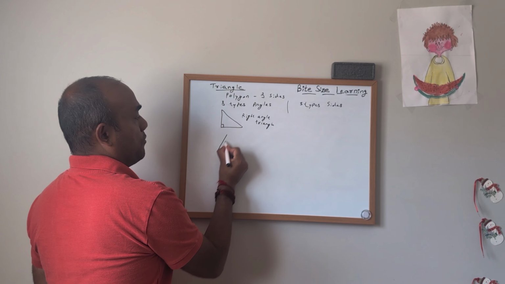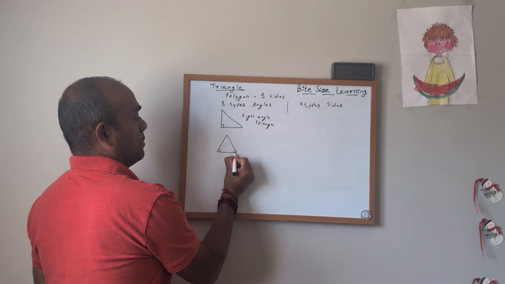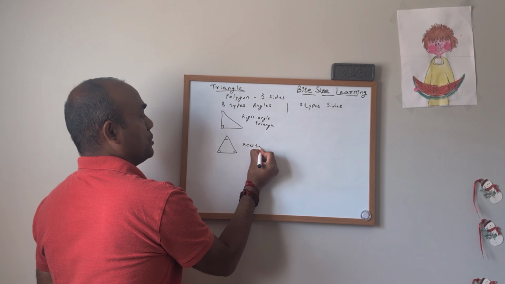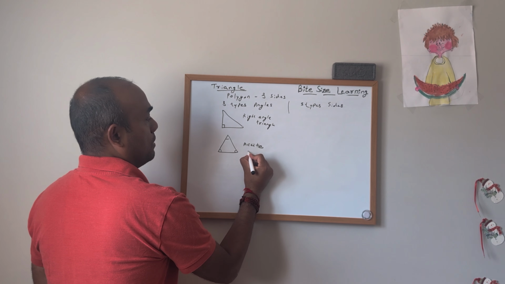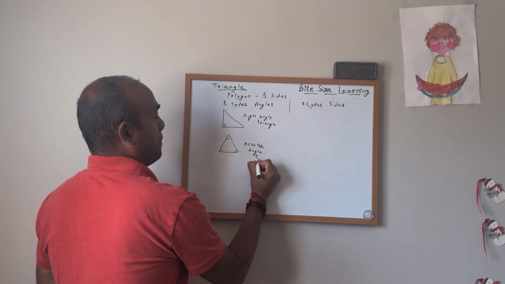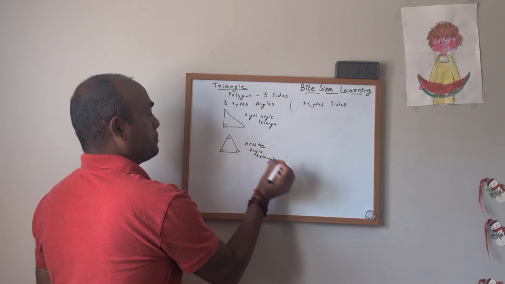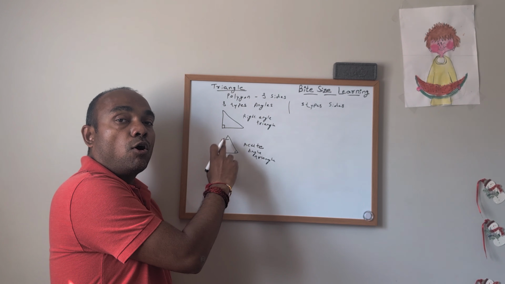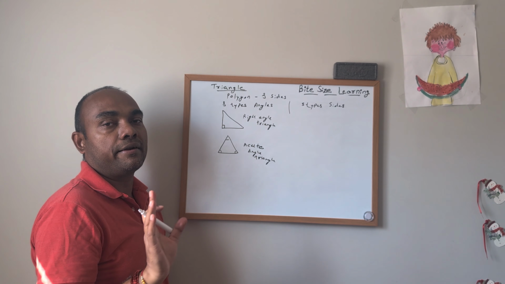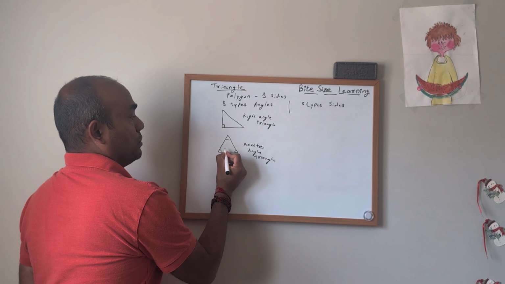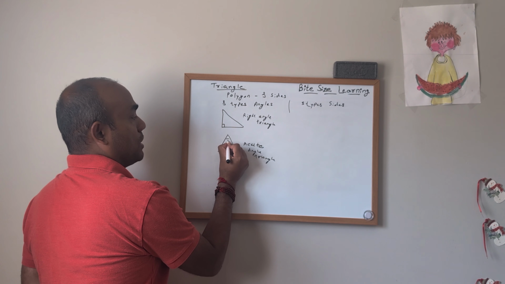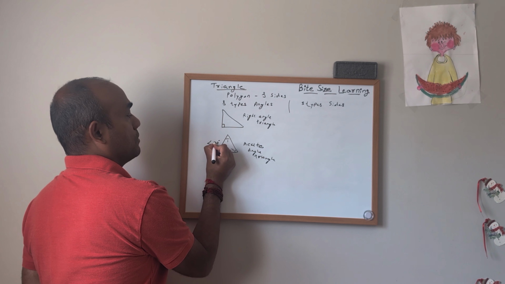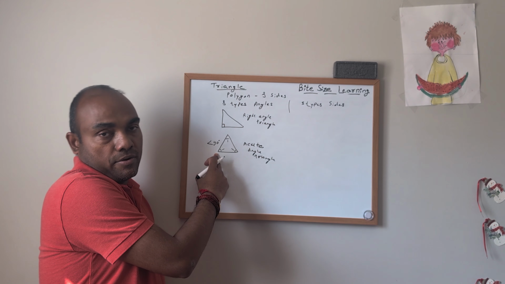Now the second type of triangle is the acute angle triangle. Acute angle triangle. It is a triangle that has one or more angles lesser than a right angle, 90 degrees. So this angle or any of these angles is less than 90 degrees. This is called an acute angle triangle.